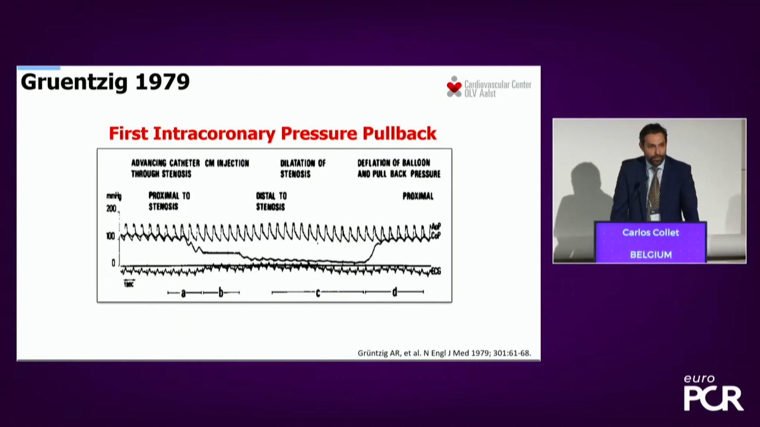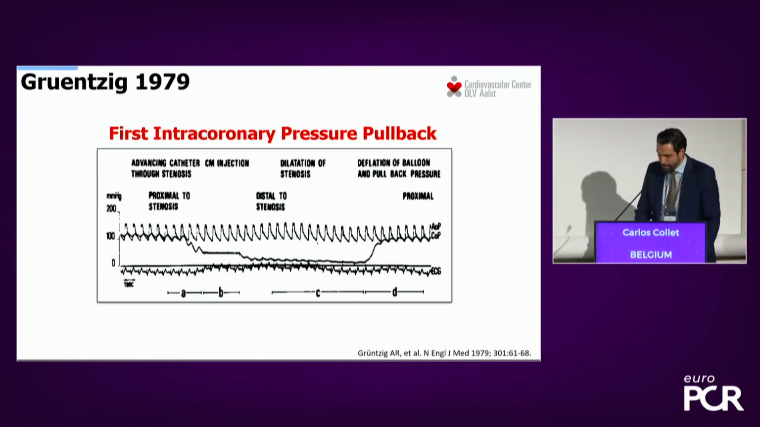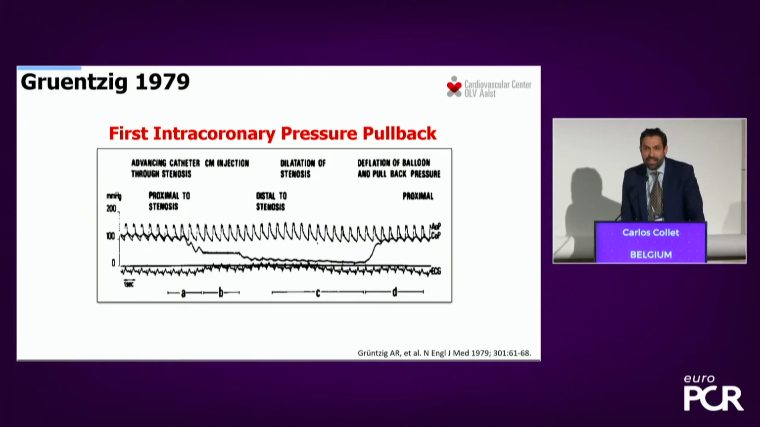And it's not strange that everything started like this. This is the first intracoronary pressure pullback performed in 1979 by Grüntzig, and this is in his seminal paper in the New England Journal in 79 again. And we see again that he nicely demonstrated in one of the first cases of angioplasty that this was a patient with a focal lesion. And we start to see here how he identified the gradient, the translesional gradient, and of course dilated that vessel.